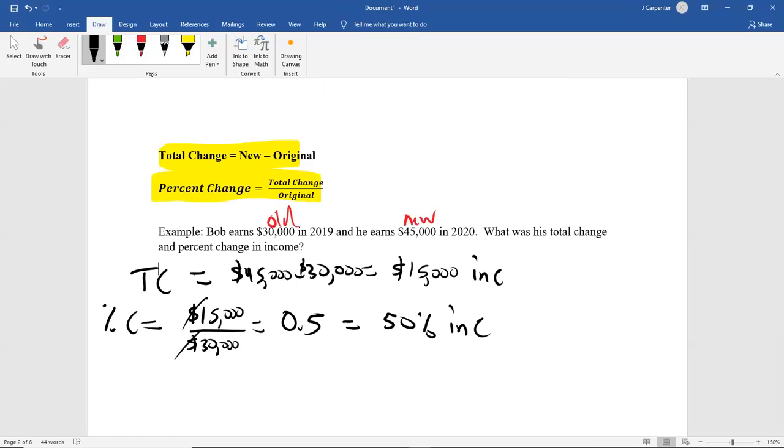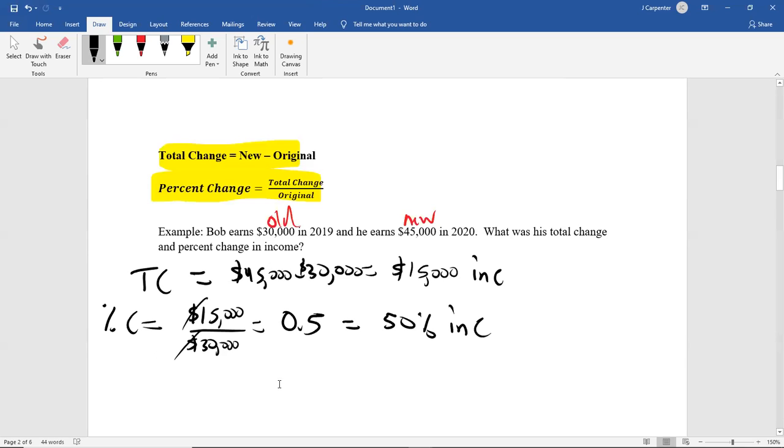And again, the total change, $15,000, sounds amazing, especially when you're making $30,000 the last year. But if you made $1 million last year, $15,000 isn't really a huge increase. So that's the awesome thing about percent change, it's relative to what happened in the past. So in this case, given that the past was 30 grand, that was a 50% increase. So he made an extra half of his previous income. That's what it means to be a percent change.